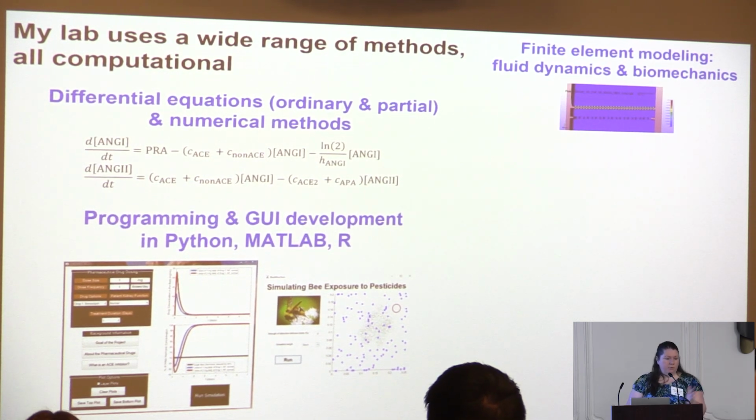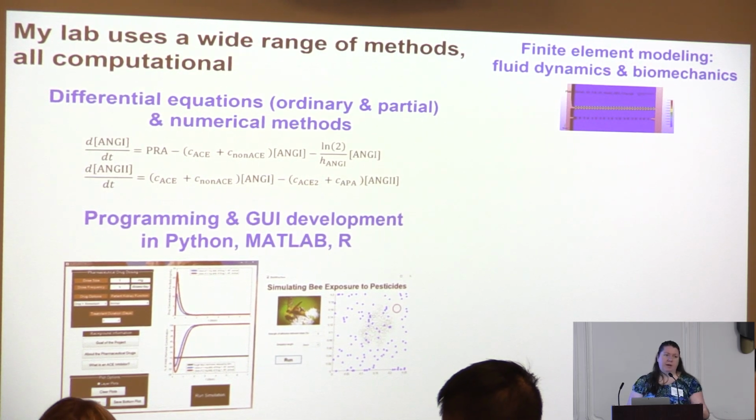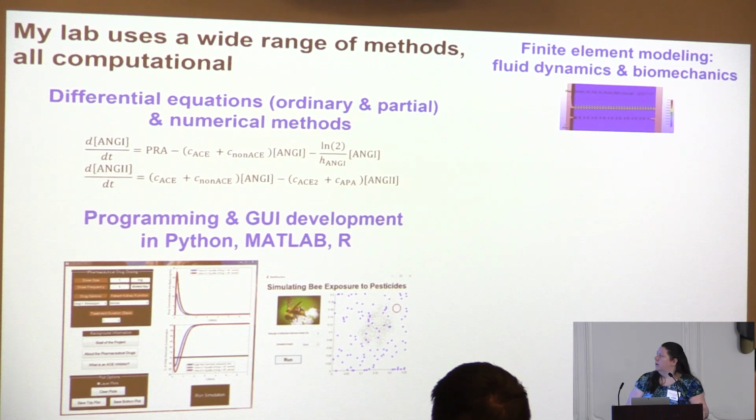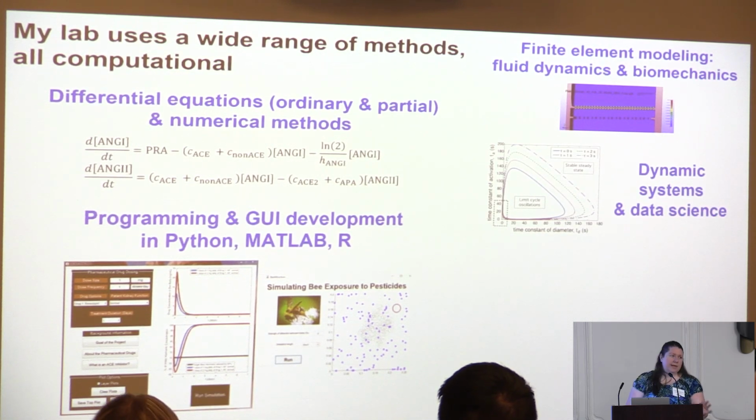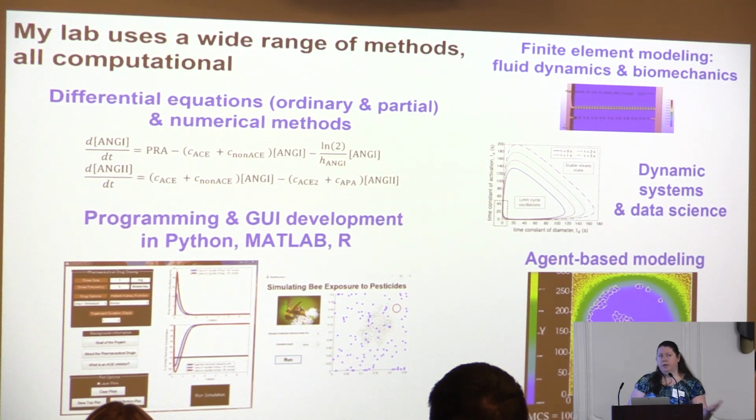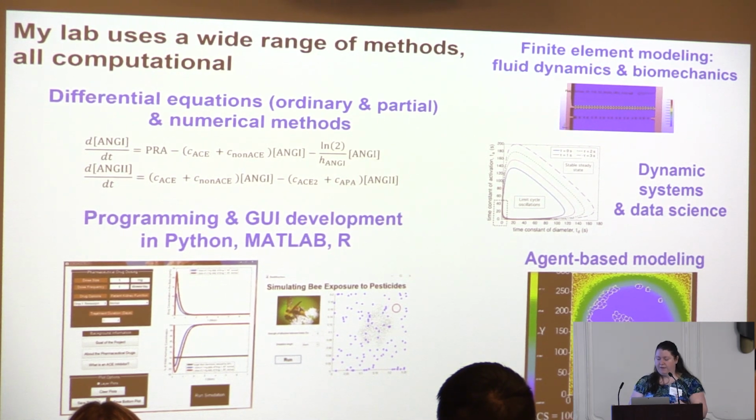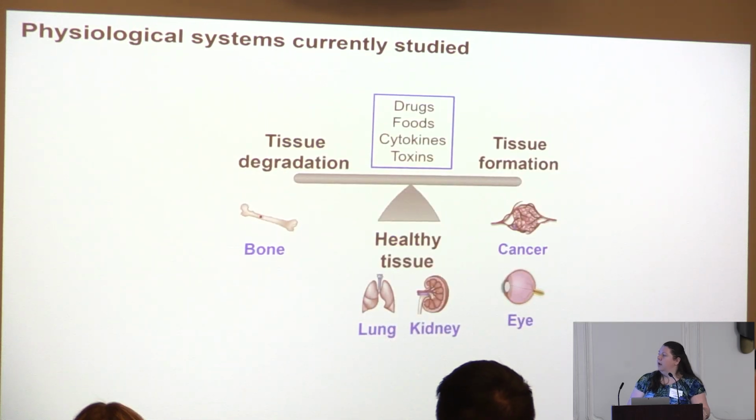We've been moving more and more into the biomechanics. We've been using finite elements for a long time for fluid dynamics, but using tools like FEBio and others, COMSOL. We do quite a lot of dynamic systems, but we also have been dabbling more in data science techniques lately. And then agent-based modeling we really started doing in my faculty role, but we do this quite a lot with lots of different paradigms. So I won't talk about all of these vignettes, but these are the systems that we currently study.